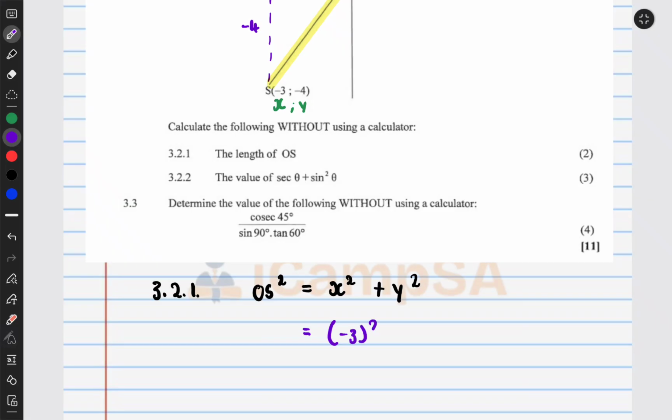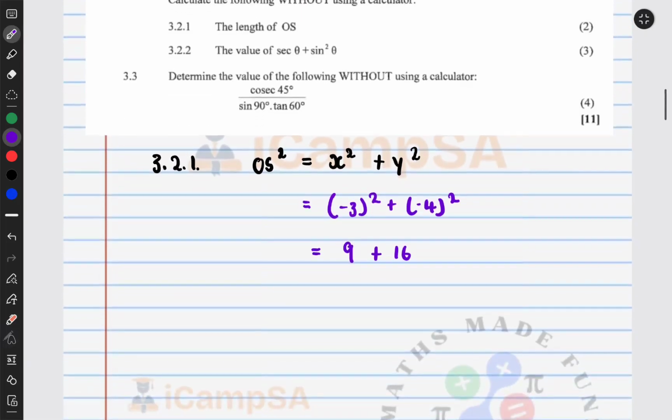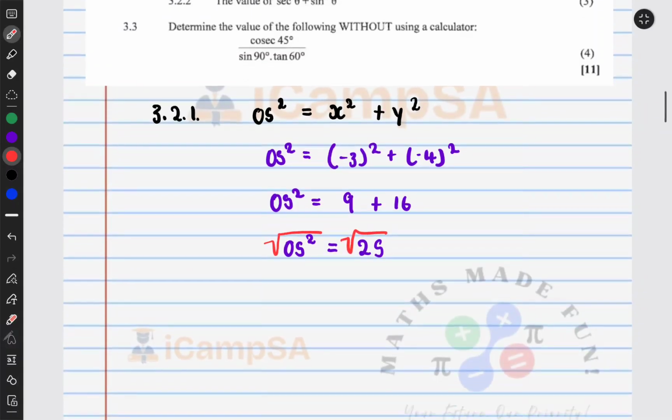x is -3, so (-3) squared plus y, which is -4, squared. This would be equal to (-3) squared, which is 9, plus (-4) squared, which is 16. So OS squared is 9 plus 16, which is 25. Therefore OS squared is equal to 25, and then we introduce a square root on both sides, which would give us OS.